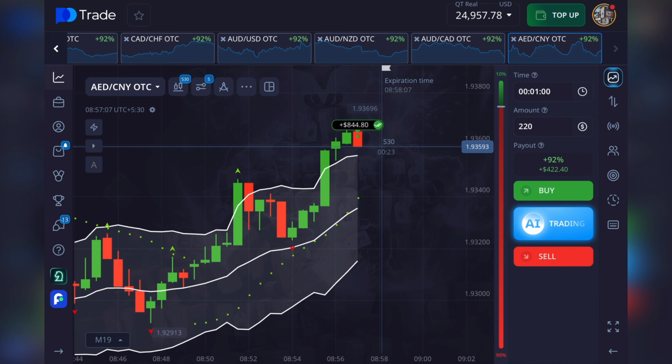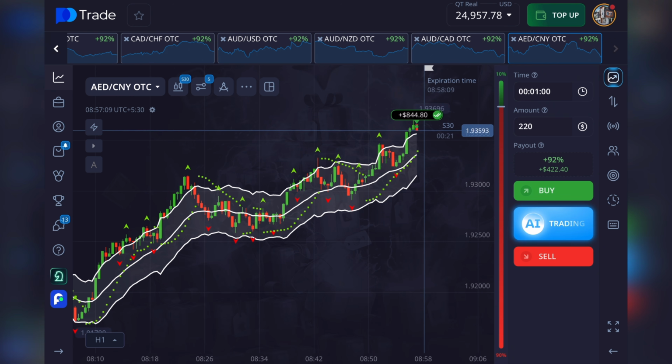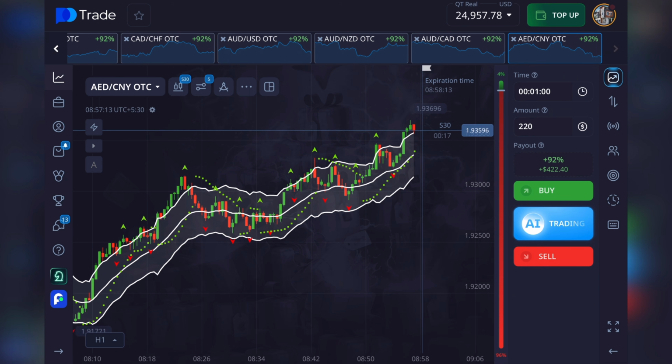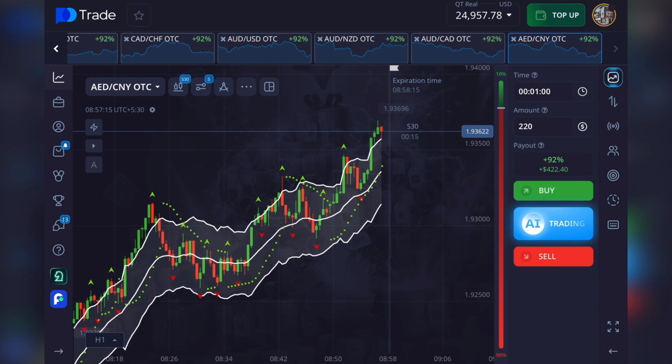And this time, the market followed the structure we were watching. The setup closed in the expected direction, a good reminder that patience and confirmation matter more than rushing into every move.